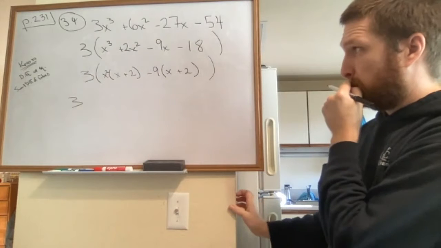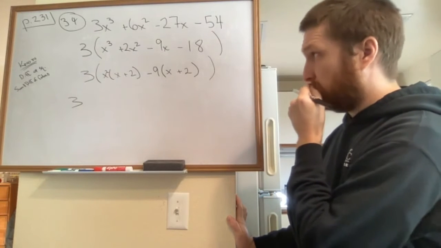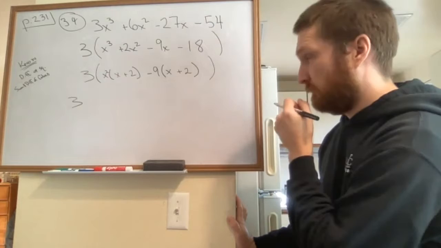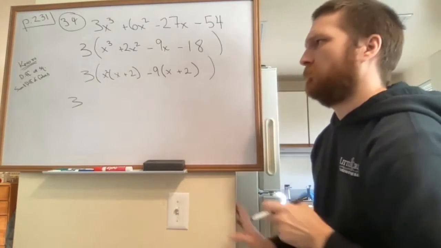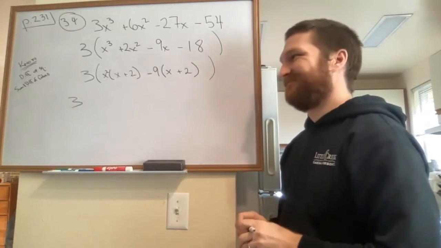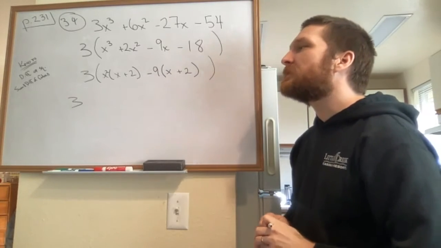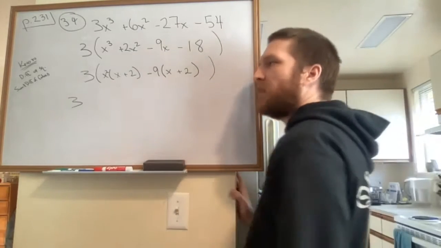Well, can't you do x squared minus 9 and x plus 2 squared? No. No. Wait. So now we're at this point.